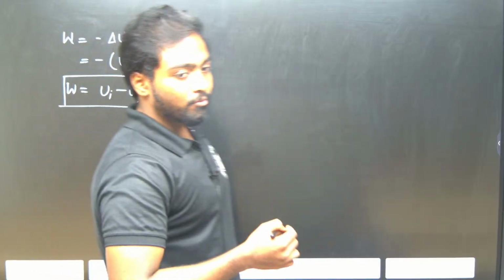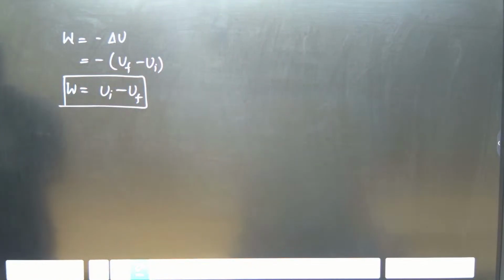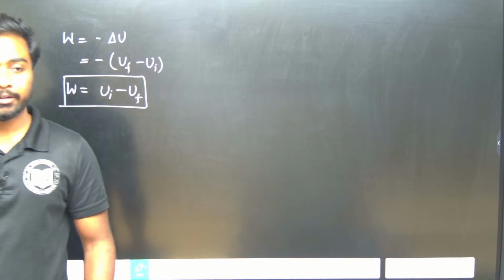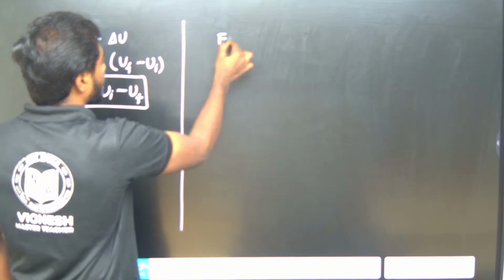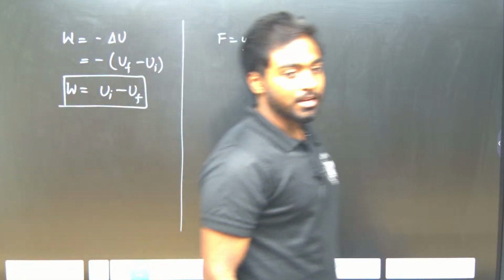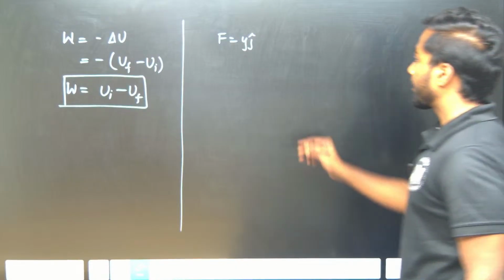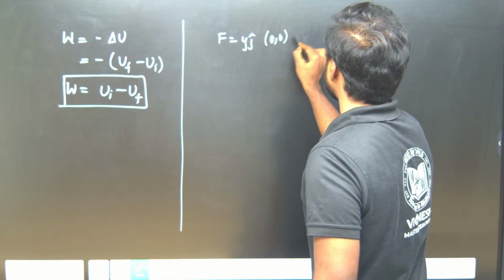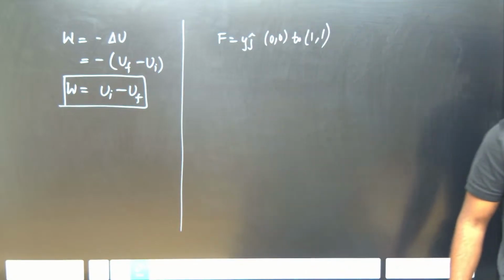Now can we do one question? The question is: calculate the work done by the force F equals y j cap, to move a particle from 0,0 to 1,1.